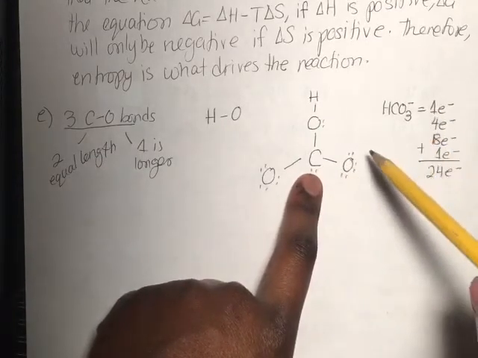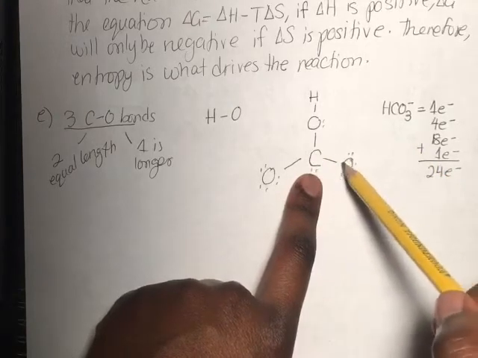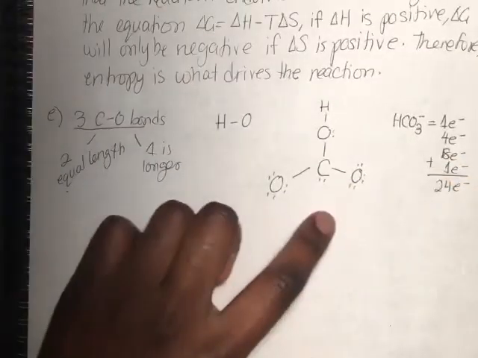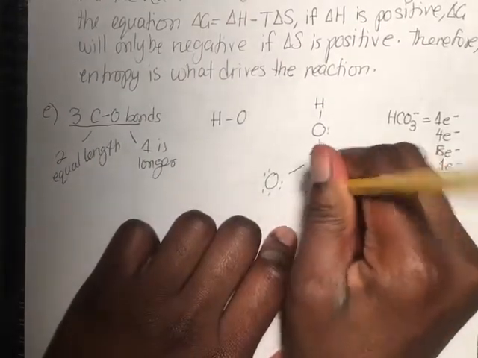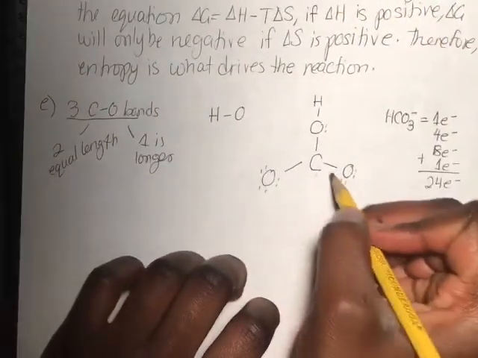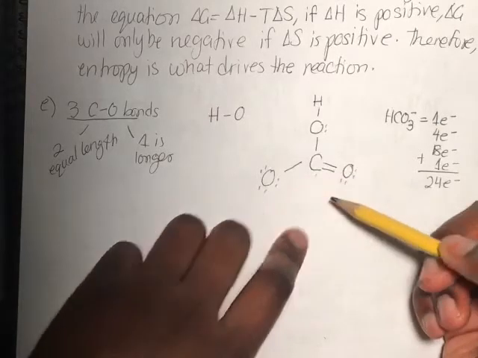Since C and O make a covalent bond, they can share more electrons, right? So we can create a double bond, which would make them share 2 pairs of electrons in total.